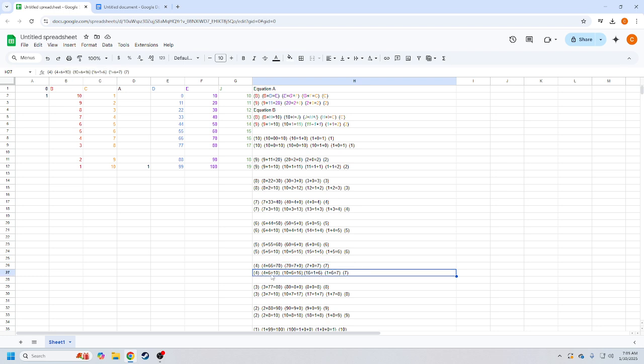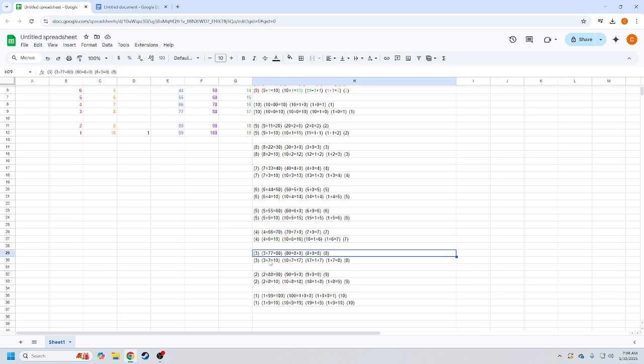4 plus 6 equals 10. 10 plus 6 equals 16. We intercept 16. 16 equals 1 plus 6. 1 plus 6 equals 7. So we started with 4. We got 7 again.